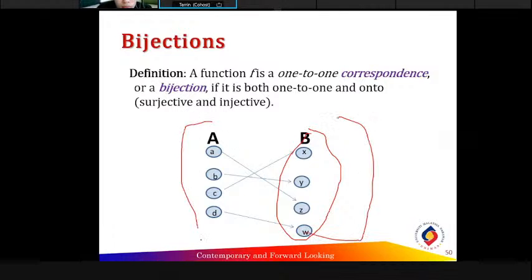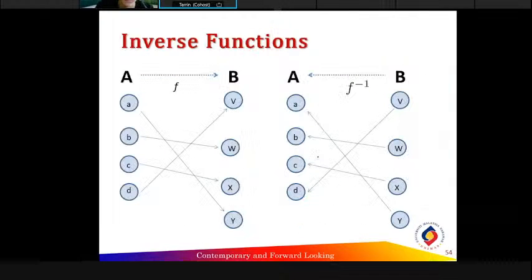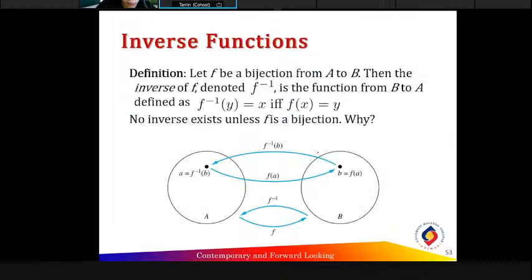And why is bijection important? Because this correspondence, what we call a one-to-one correspondence, and at the same time, remember, there is no element in B that is not an image, would allow us to have what is called an inverse function. So you can only invert a function if it is one-to-one as well as onto.